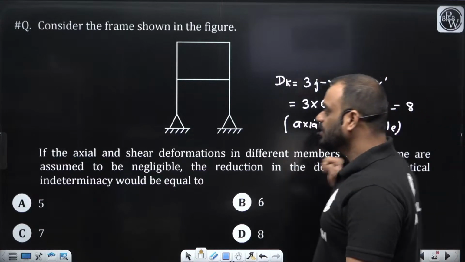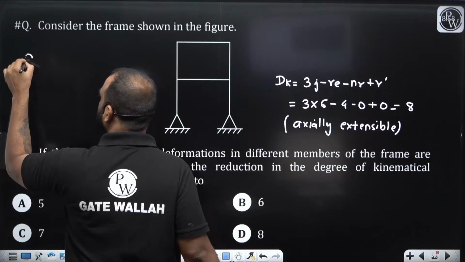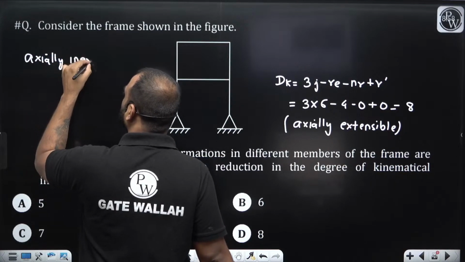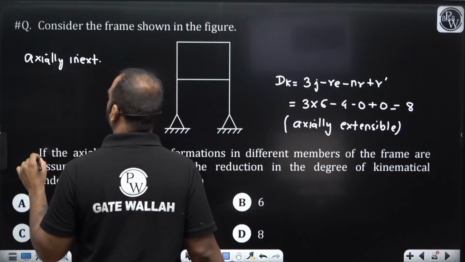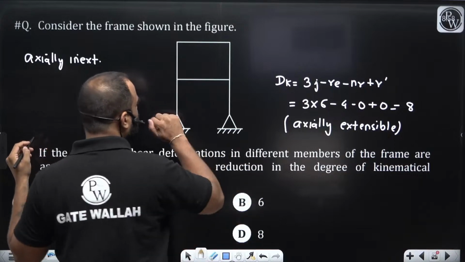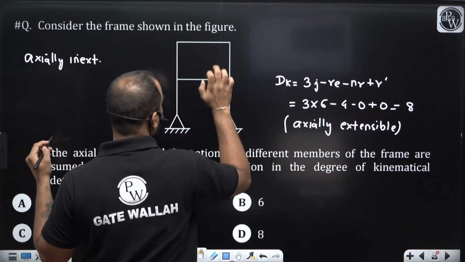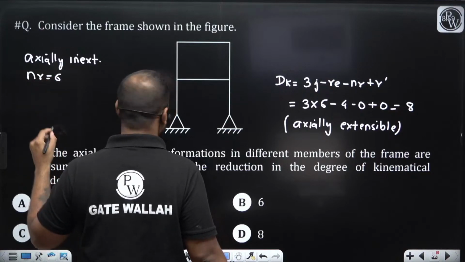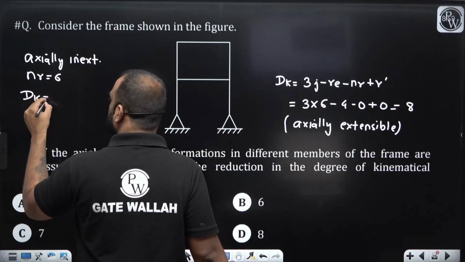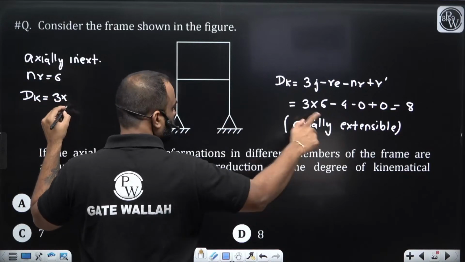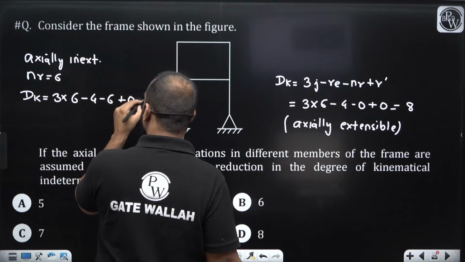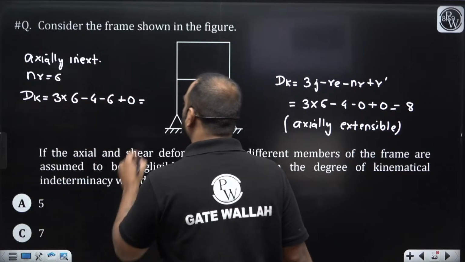Now let us suppose, guys, if the member is axially inextensible, then in such a condition, what is the value of nr? 1, 2, 3, 4, 5, 6. So nr is equal to 6. Okay, sir. If nr is 6, then DK is equal to how much? 3j, j is 6. Reaction is 4. Nr is 6, plus r dash is 0. So if you calculate it, you will get 2.